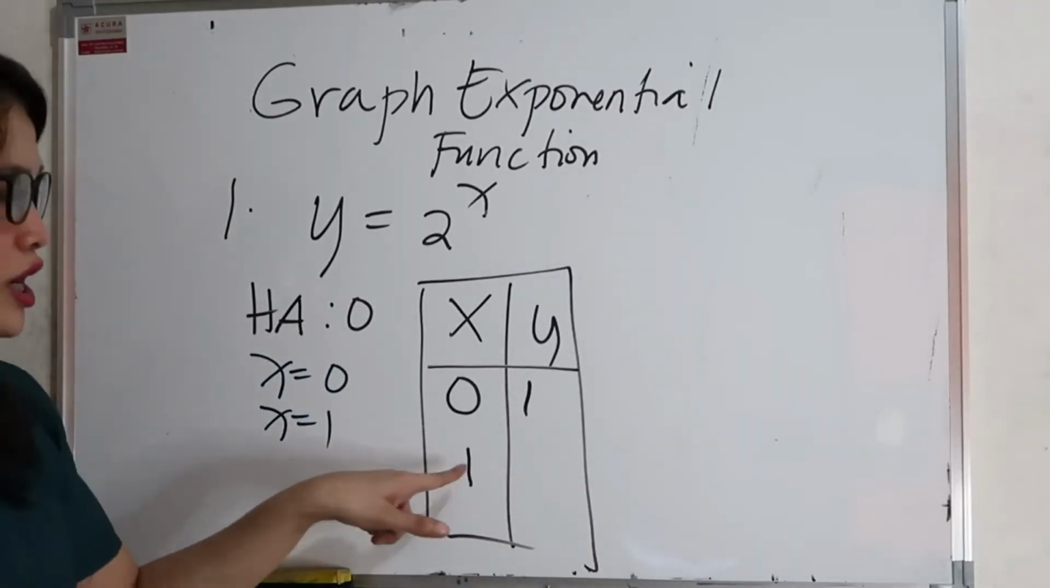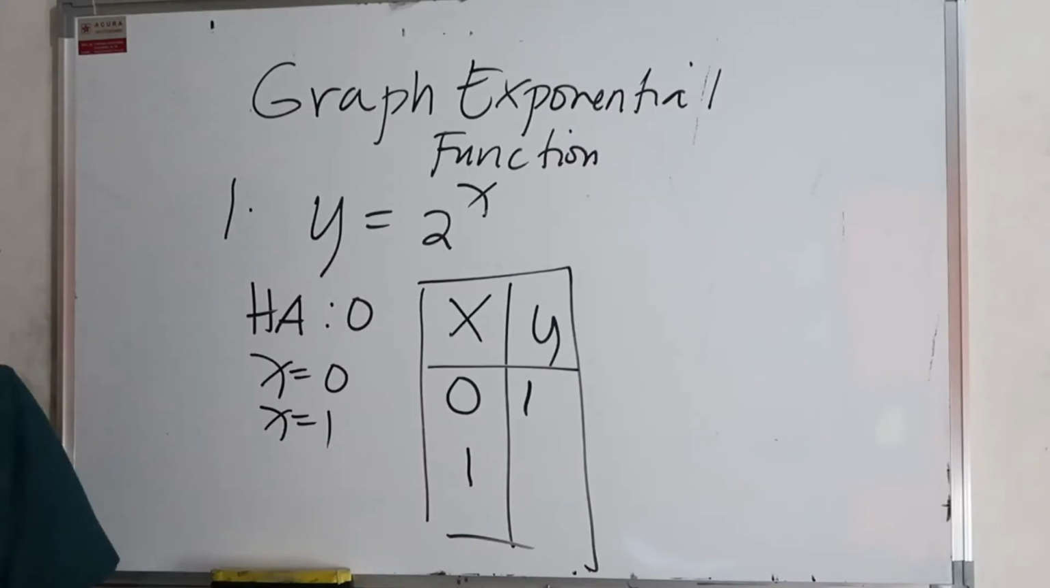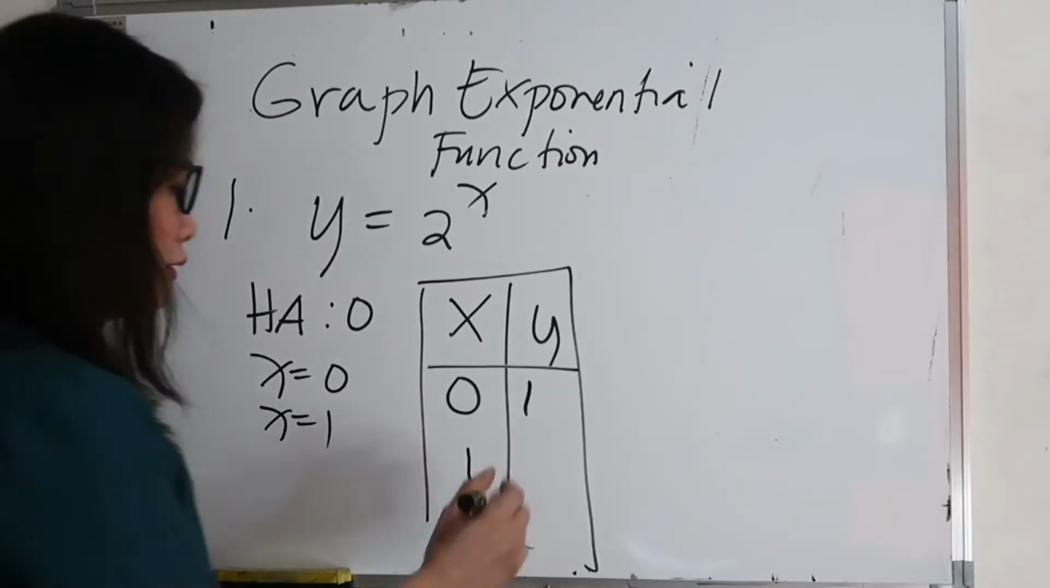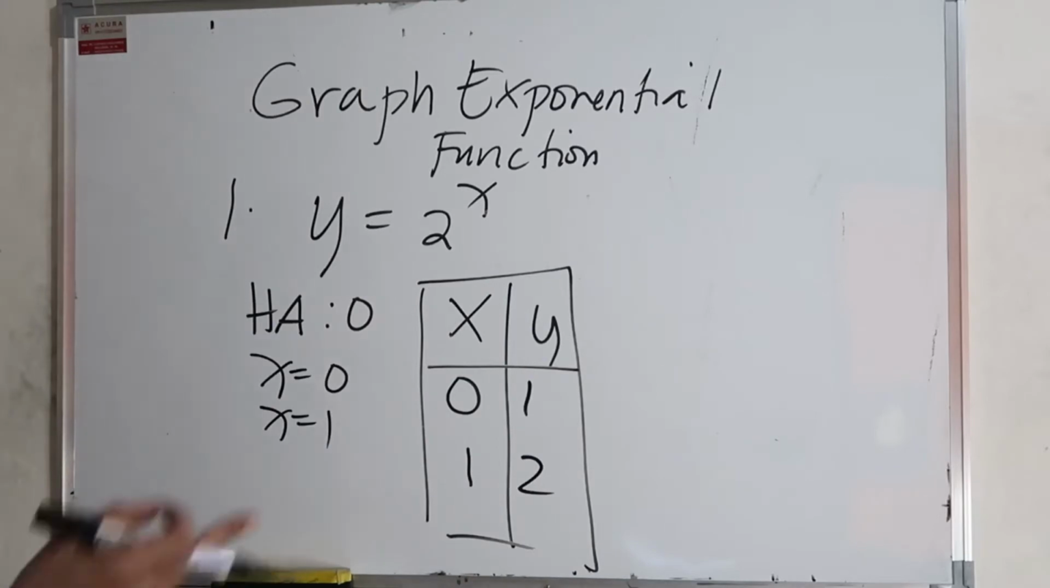Next, what about 1? If x is 1, what's the value of y? 2, very good. See, you already have ordered pairs: (0, 1) and (1, 2). And then you can now plot.